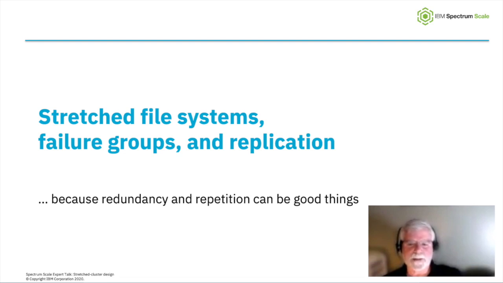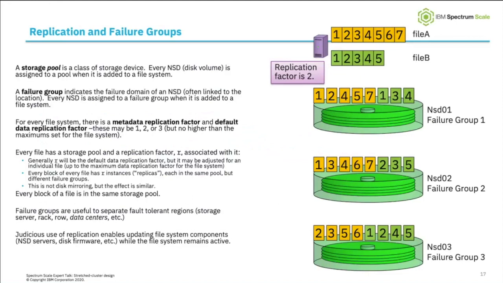Then we're going to move up to the file system layer, how to set that up. So Spectrum Scale file systems have supported replication since the early days of what we call GPFS, when RAID was actually still a fairly new idea. And so to understand how replication works, we need to consider a couple related Spectrum Scale concepts. First, there's the notion of a storage pool, which is a class of storage devices. Every disk volume controlled by Spectrum Scale, we call those NSDs, is assigned to a storage pool when it becomes a part of a file system.